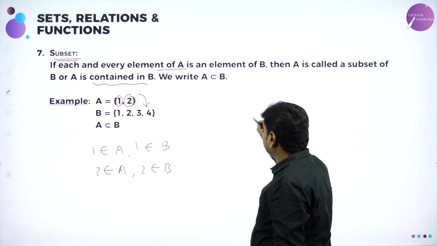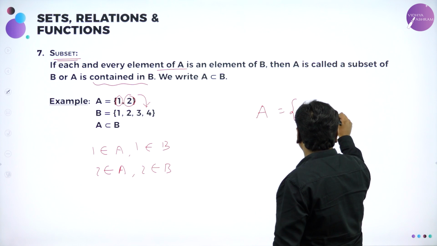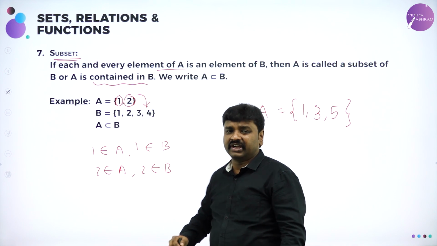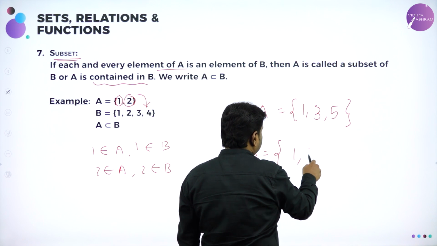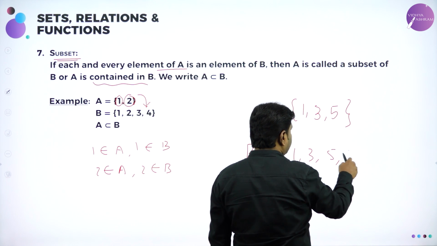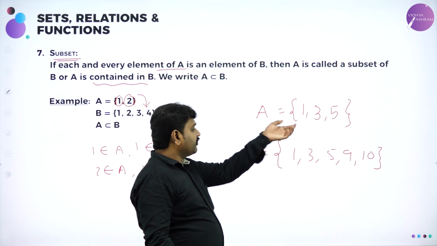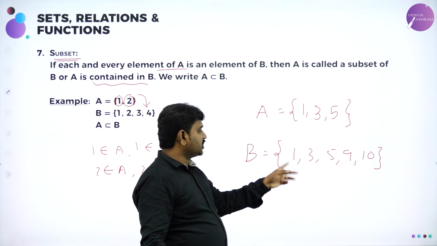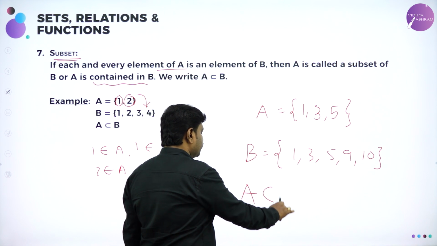Now my question to you: if I write A is equal to 1, 3, 5, and I write another set B as 1, 3, 5, 9, 10, what about A and B? Every element of A is also present in B. 1 is present in B, 3 is present in B, 5 is present in B. Clearly I can say A is a subset of B.